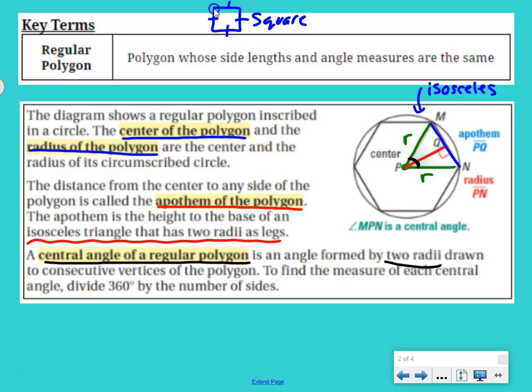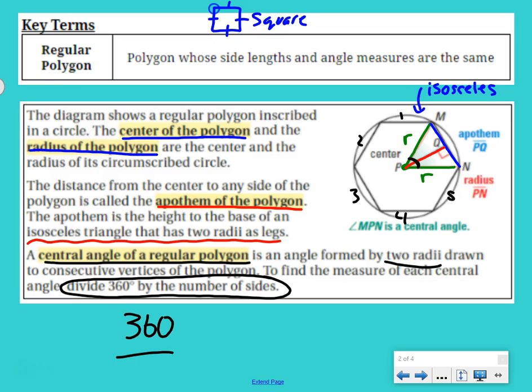To find the measure of each central angle, divide 360 by the number of sides. So to find that angle, we would take 360 and divide it by the number of sides of the polygon. Well, we have 1, 2, 3, 4, 5, 6 sides to our polygon. So we would divide by 6, and we would get that the central angle measure is 60 degrees. All of these things we're going to need to be able to use and work with as we go, so make sure you understand what those vocabulary pieces are.